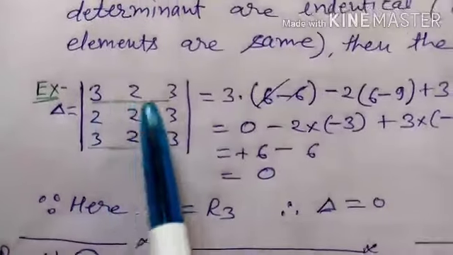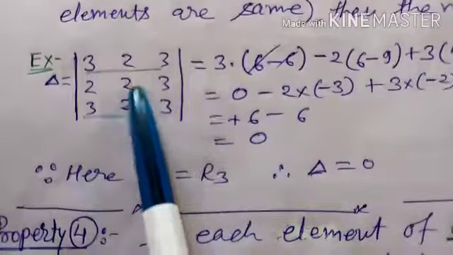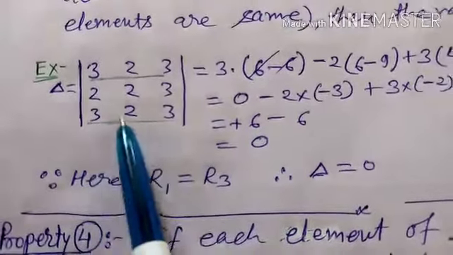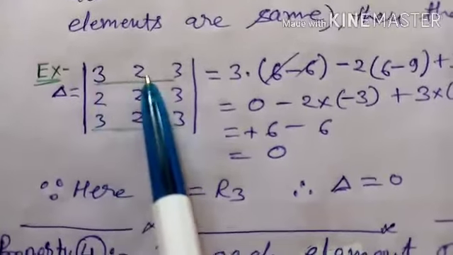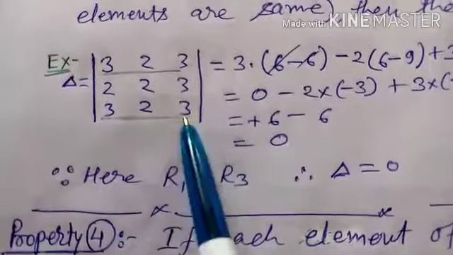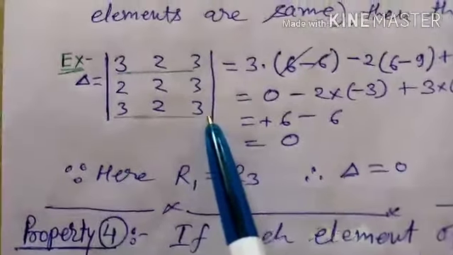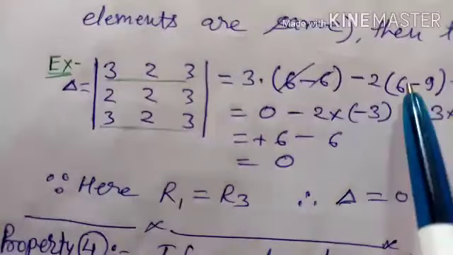Here a determinant: first row 3 2 3, second row 2 2 3, and last once again 3 2 3. Here the first row and third row are equal, 3 2 3, and this is also 3 2 3. First and third rows are both equal. Let's see the value of this determinant. Expand along the first row.